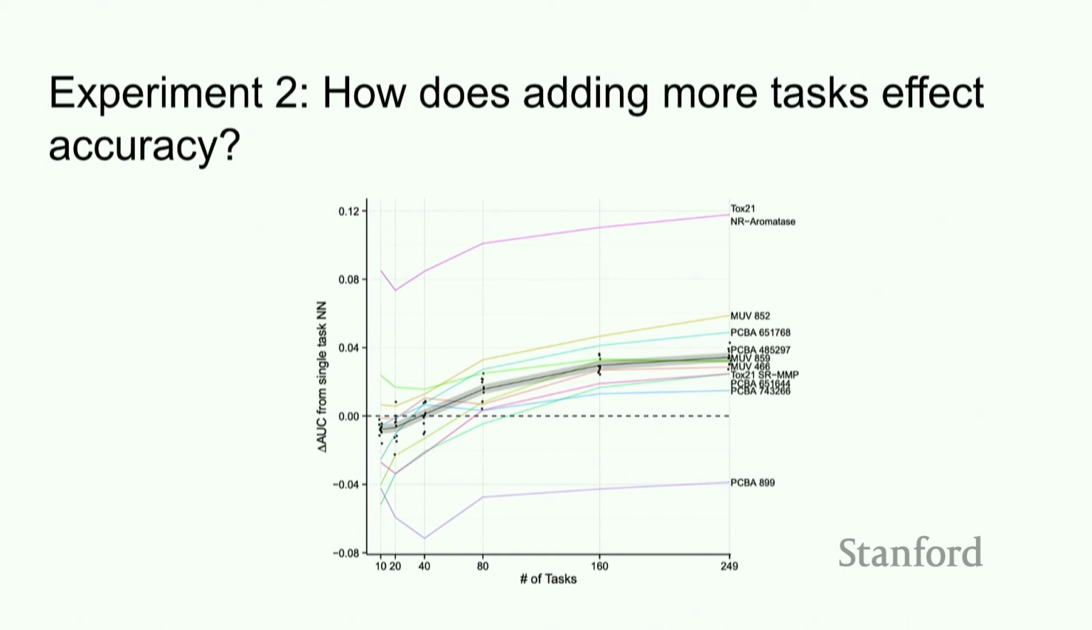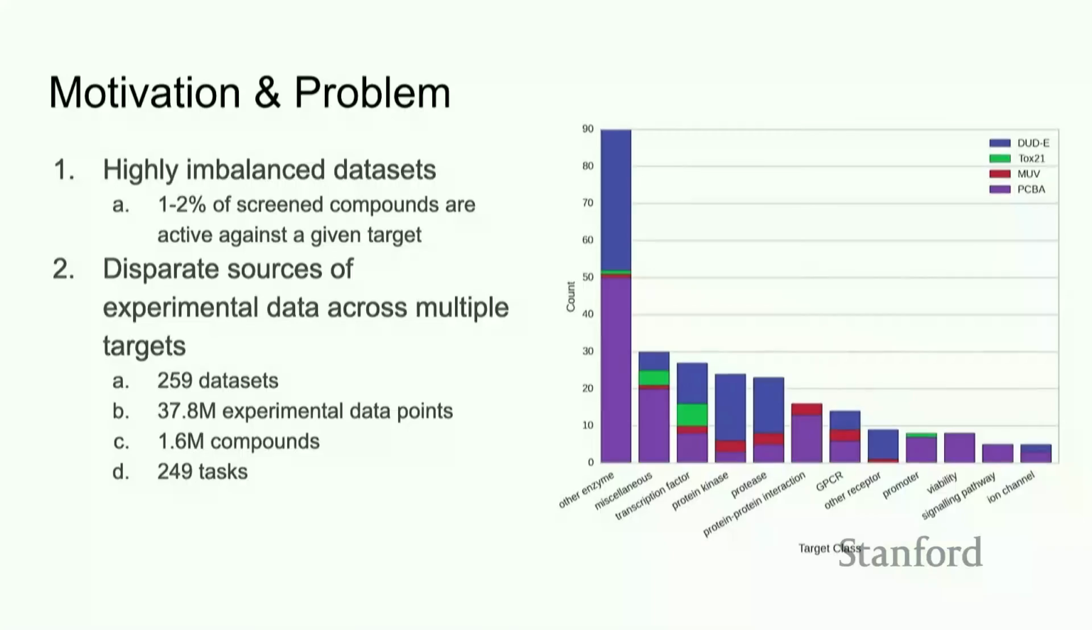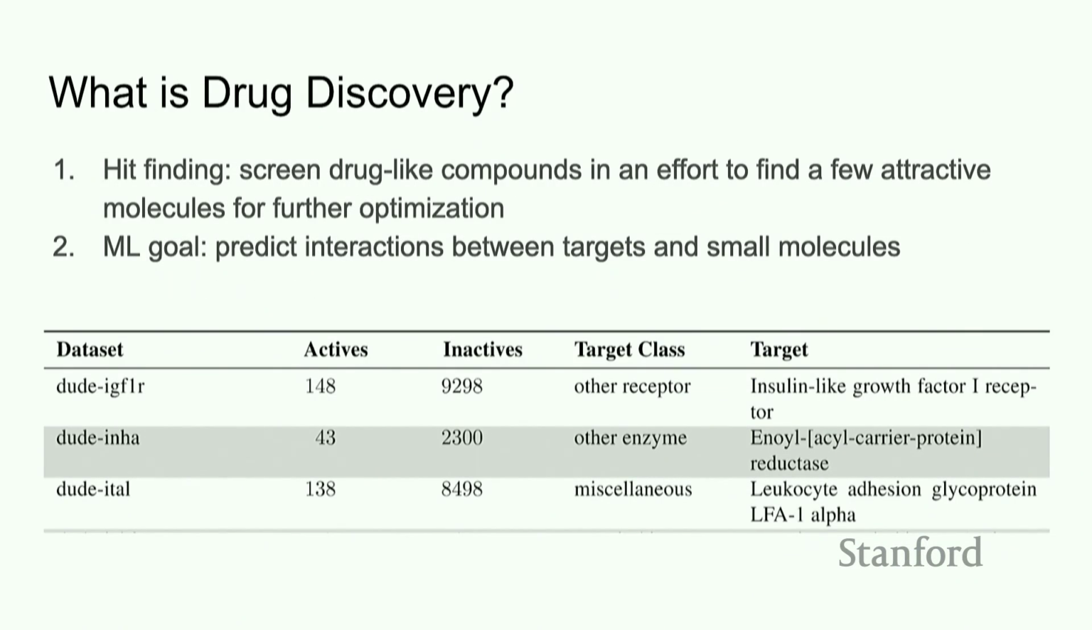Yeah? Sorry, I think you guys already said this, but what is the definition of a task? Right, so a task is something like this. You basically want to know whether something will interact with some target. So you have a bunch of different input molecules, and you're asking, will it interact with this thing?